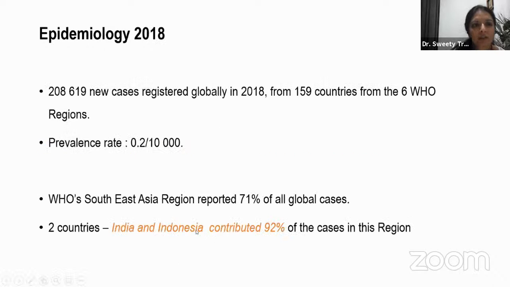All right, so a brief epidemiology of 2018. The prevalence rate is around 0.2 per 10,000 people. If compared with 1985, it was 21 per 10,000. So we have come a long way; now it is only in decimals. But still, India contributes 92% of the cases in the Southeast Asian region, of which 2 lakh cases were found in 2018.